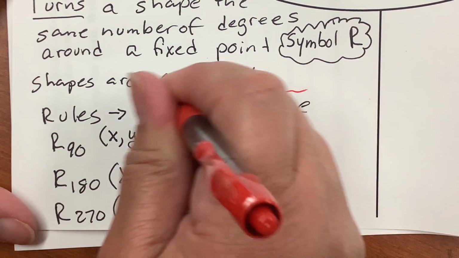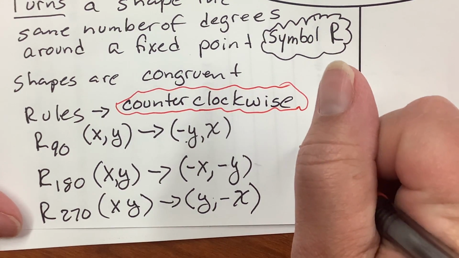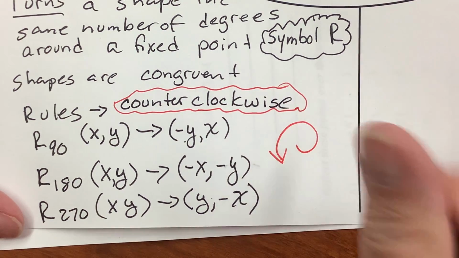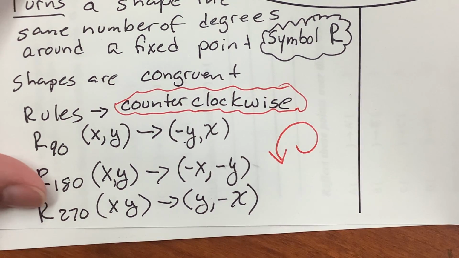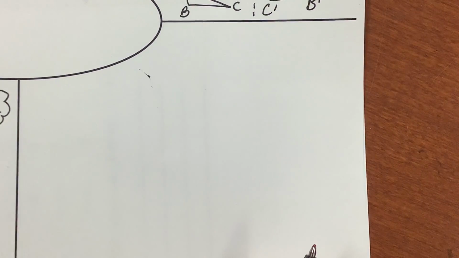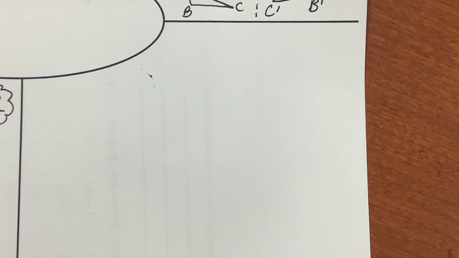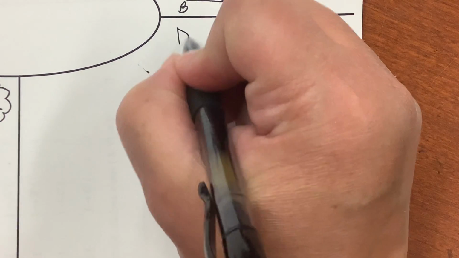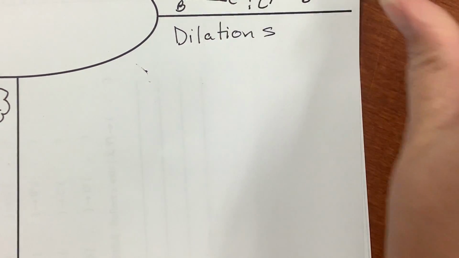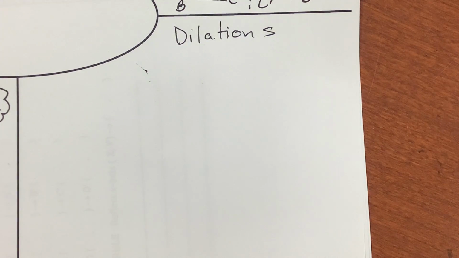But the key here is this counterclockwise thing. Counterclockwise means it's going around to the left. Counter a clock, opposite of a clock. All right, and the last one we talked about was my favorite by far, dilations. What did dilations do? It enlarges or reduces the size of an object.